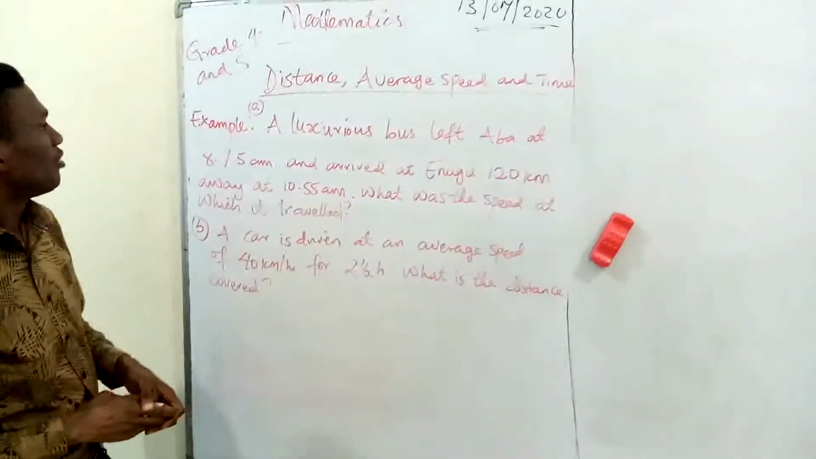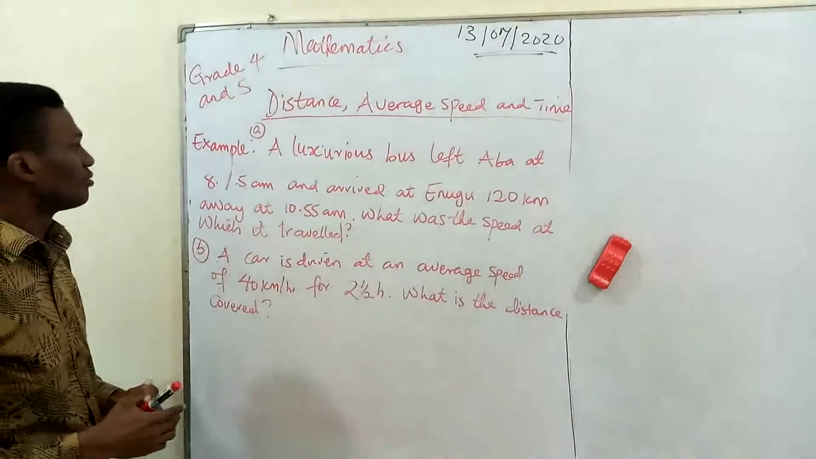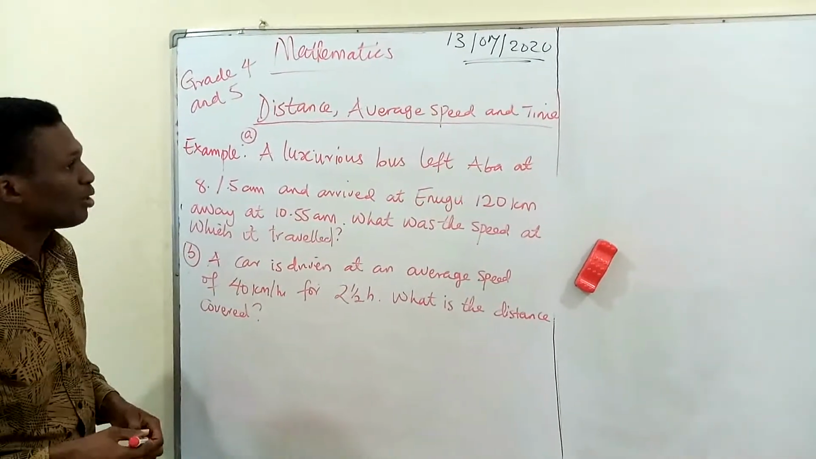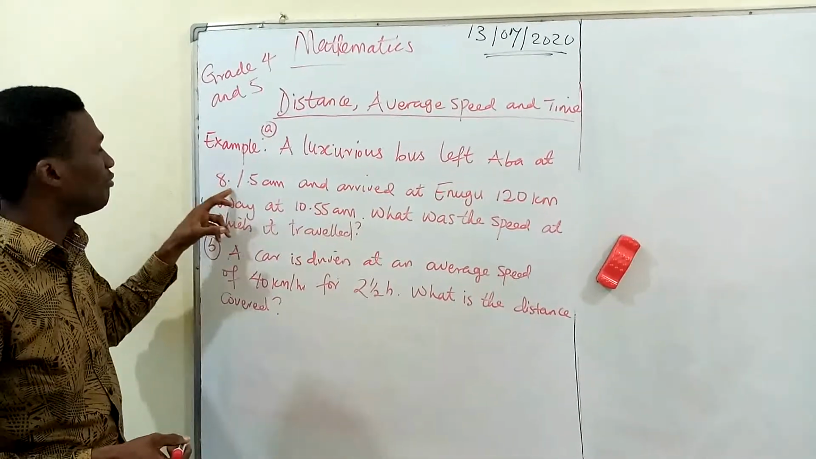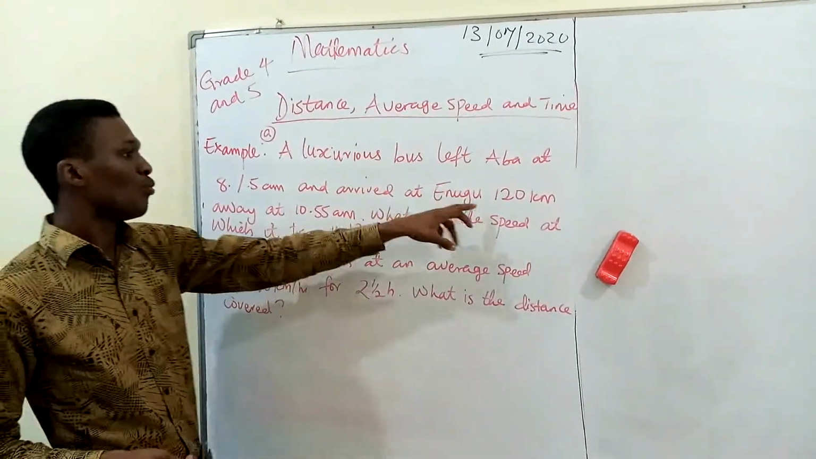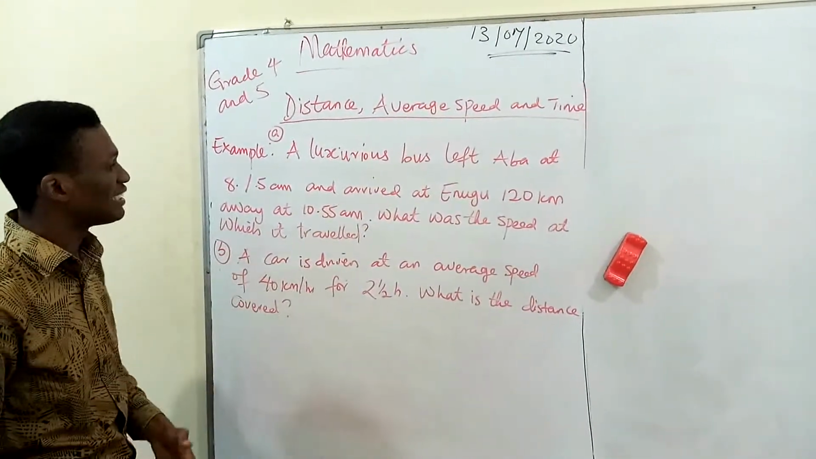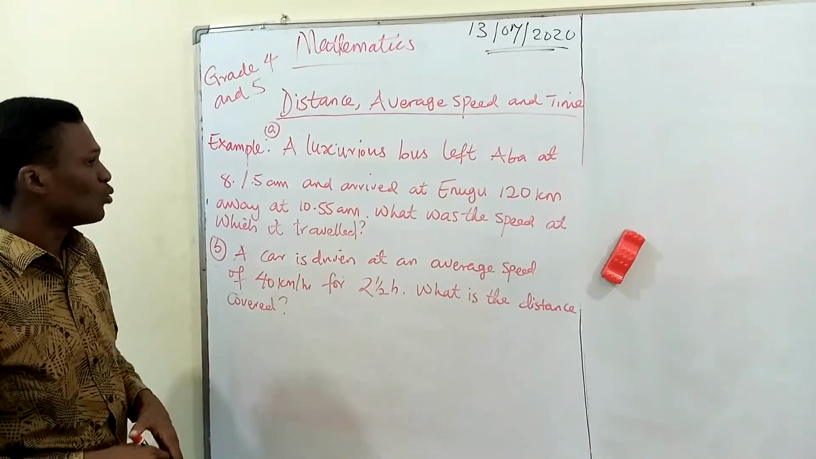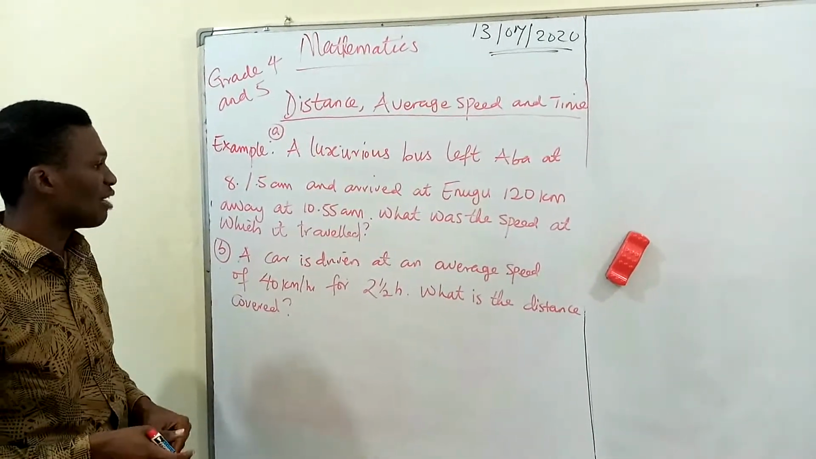Let's look at other questions. A luxurious bus left Aba at 8:50 a.m. and arrived at Enugu 120 kilometers away at 10:55 a.m. What was the speed at which it traveled?